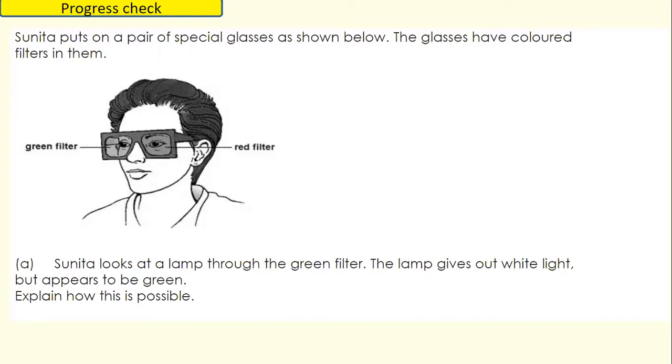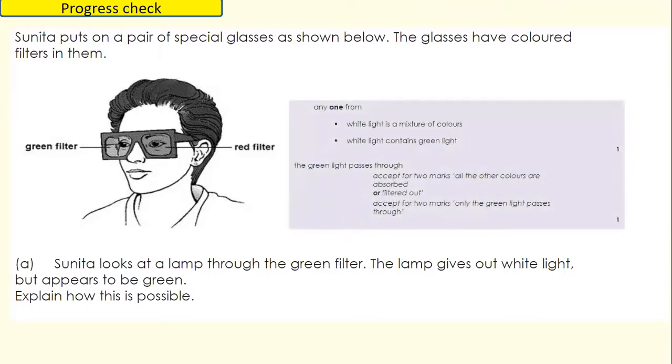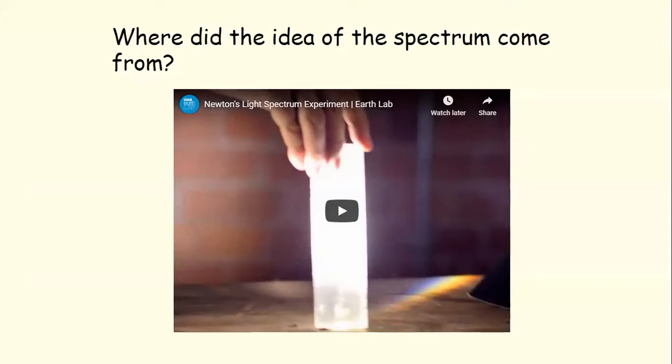Okay, now hopefully you have got your answer down and I'm going to get you to mark it. So, if you had mentioned that white light is a mixture of colours or that white light contains green, you could have a mark. The green light passes through, all the other colours are absorbed or filtered out, or only the green light passes through, you get another mark. So, well done. Now, I'm going to show you this video.